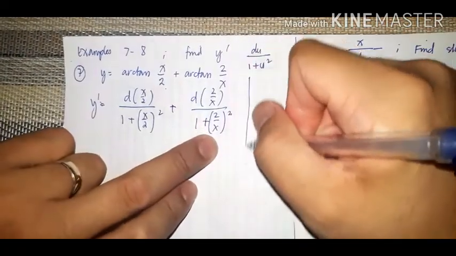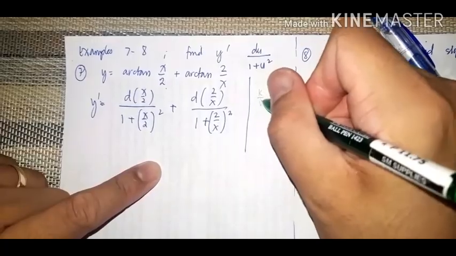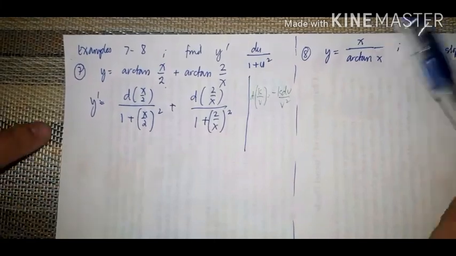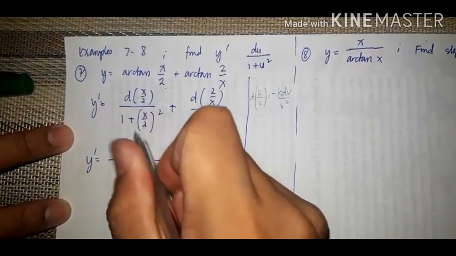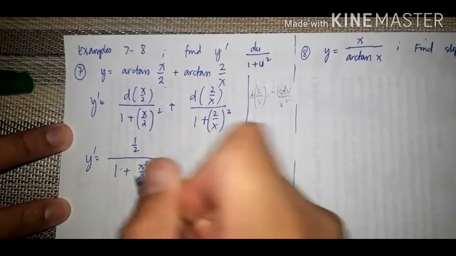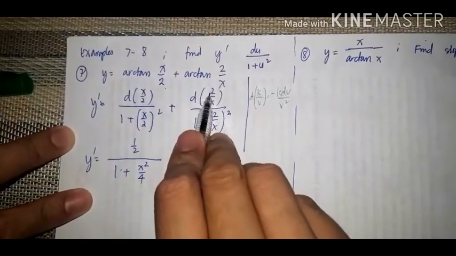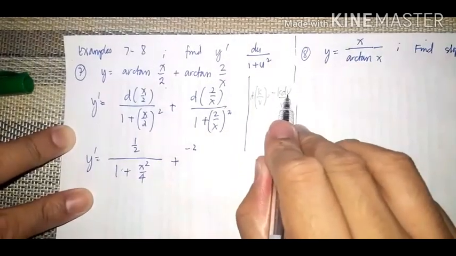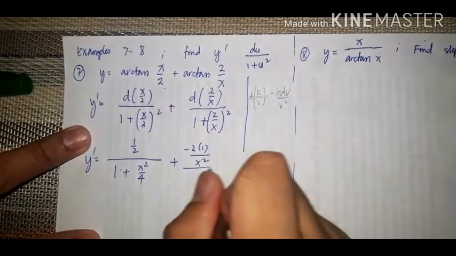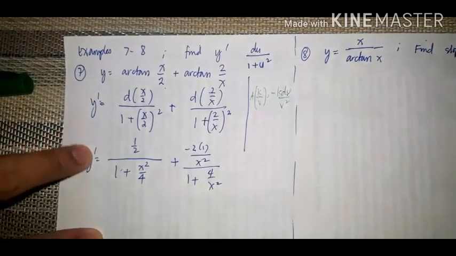So, ang gagamitin nating formula para makuha ang derivative nito is, di ba meron tayong k over v? So, that's negative k dv over v squared. So, ang derivative ng x over 2 ay 1 half over 1 plus x squared plus 4, plus, that's negative k, so negative 2. Derivative ng x, which is 1, over v squared, which is x squared, over 1 plus 4 over x squared.